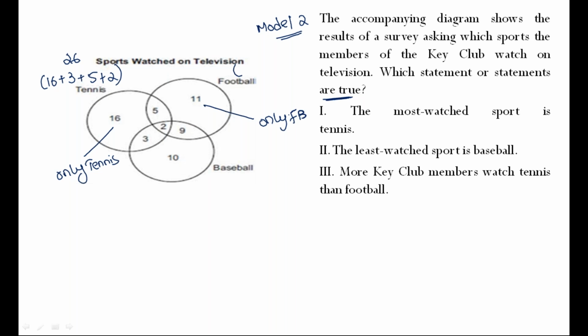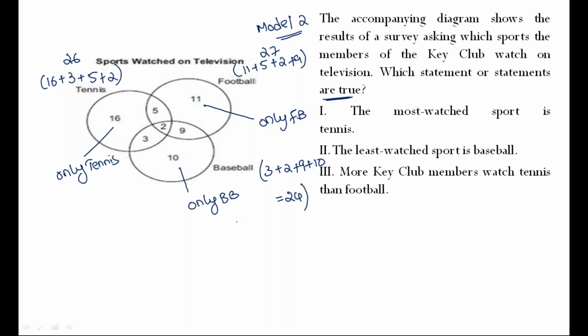Now football: this 11 is only football. If you want to know how many play football, it is 11 plus 5 plus 2 plus 9, which is 27. And baseball, only baseball is 10. If you want total baseball, this entire circle, you require 3 plus 2 plus 9 plus 10, which is nothing but 24, right?